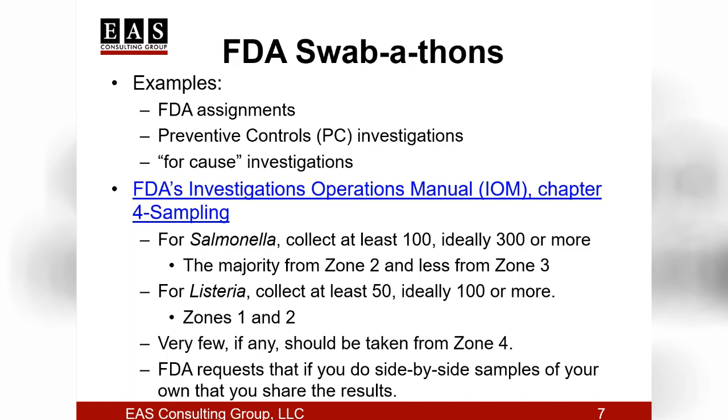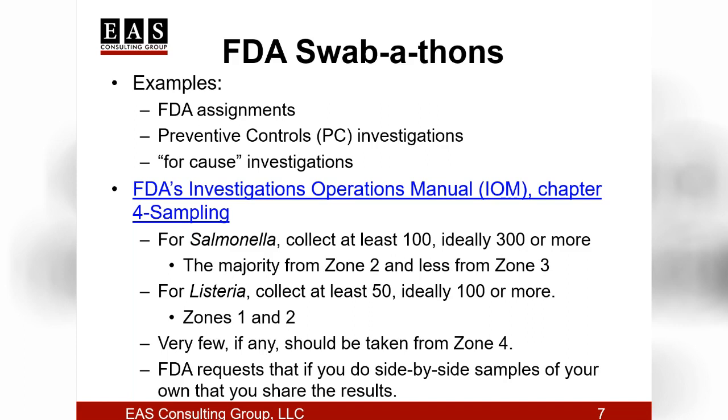There was an FDA assignment there to collect data, basically. Then there are the preventive controls investigations. I have more information for you coming up on the comparison of a GMP investigation versus a PC investigation, and swabbing may be part of a PC investigation. And then for cause investigations typically are for root cause investigation after a recall announcement, and are again without warning, so a company does not know that the FDA is coming.